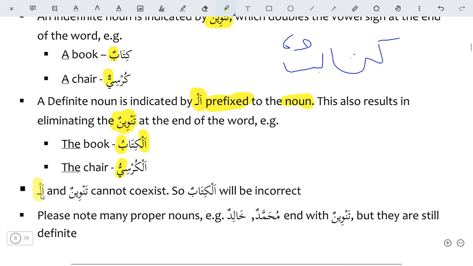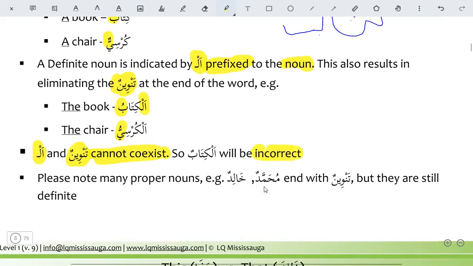Al and tanween cannot coexist. Cannot coexist means they cannot be used with the same noun at the same time. So al kitabun would be incorrect.